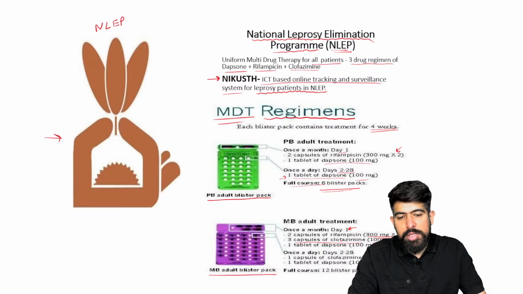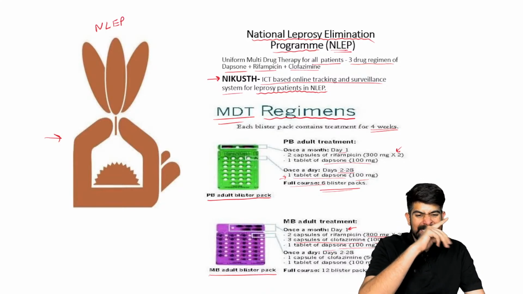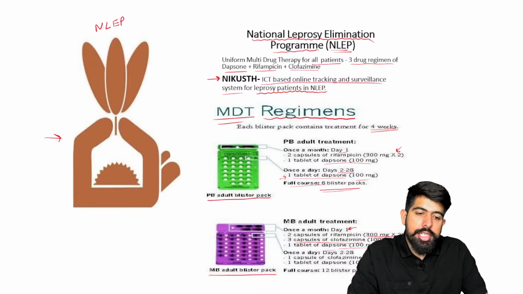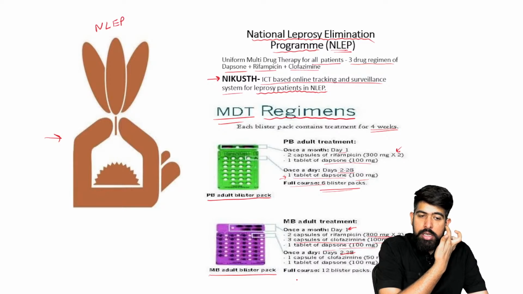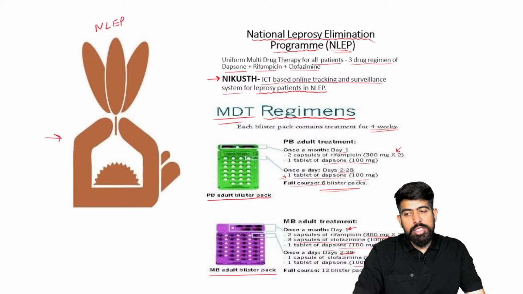So totally the 300 mg clofazimine should be given, and 1 tablet of the dapsone 100 mg should be given. This is the treatment that should be given on day one. After day one, from day 2 to day 28, what will be given? There will be one capsule of clofazimine, which is 50 mg, and one tablet of 100 mg dapsone.